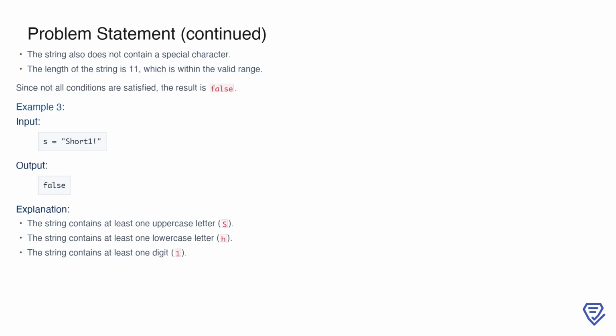Let's look at yet another example. If the input string is s equals Short1, the output is also false. In this case, the string contains one uppercase letter, the S, one lowercase letter, the h, one digit, the 1, and one special character. However, the total length of the string is only 7 characters, which is less than the minimum required length of 8. As a result, the string fails to satisfy all the conditions, and the output is false.